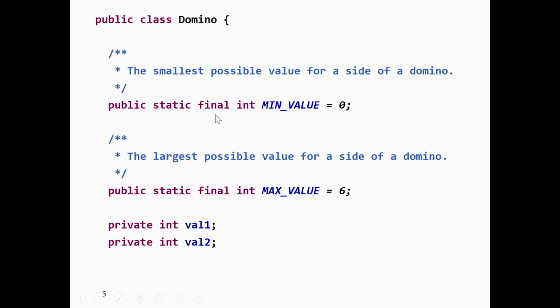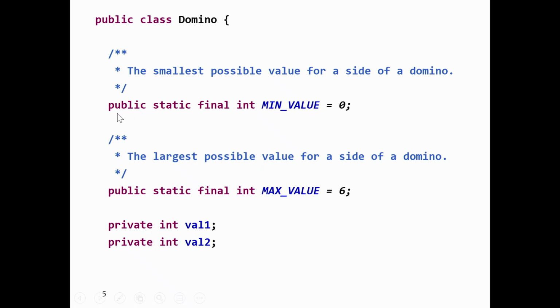There's a public static final field called MIN_VALUE, whose value is 0, and a public static final field called MAX_VALUE, whose value is 6. So that's just the minimum and maximum value that a domino can take. That's exactly analogous to Integer.MIN_VALUE and Integer.MAX_VALUE: the smallest value that an integer can take, and the largest value that an integer can take. So exactly the same thing.